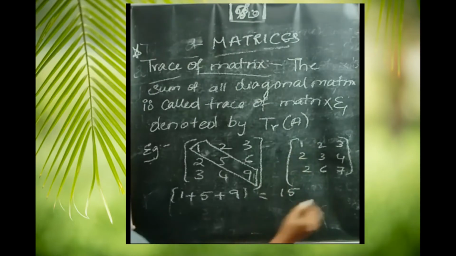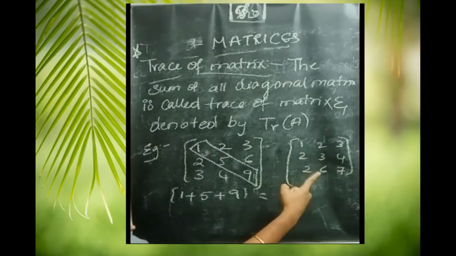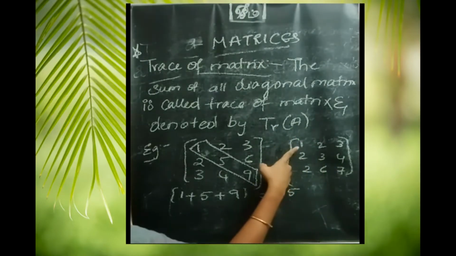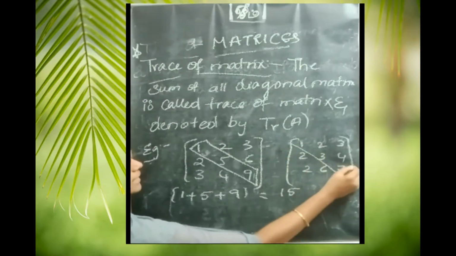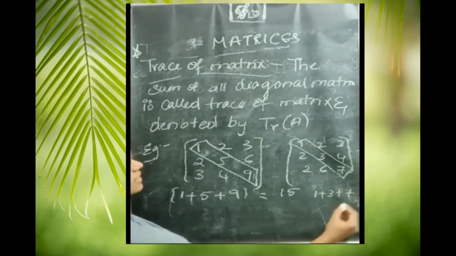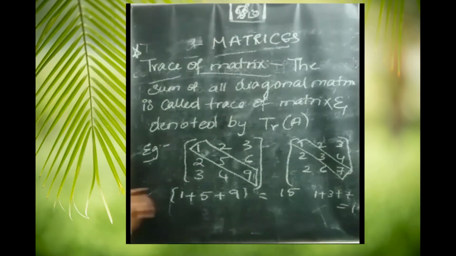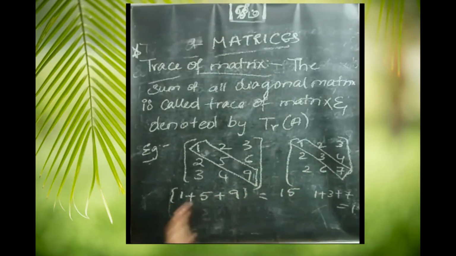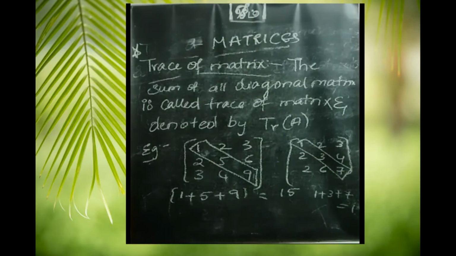Okay. Now what's the diagonal of this? What is the trace of the matrix? We have to add this. 1, 3, 7. So 1 plus 3 plus 7 is nothing but 11. The trace of this matrix is 11. That's it. Very simple and very important. Many times they have asked this.